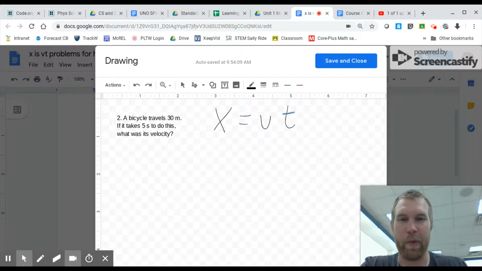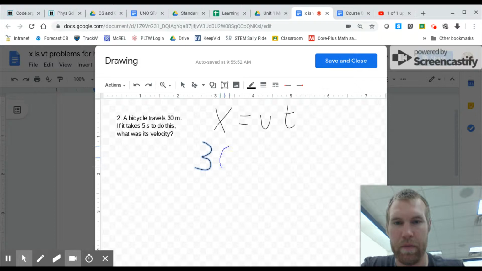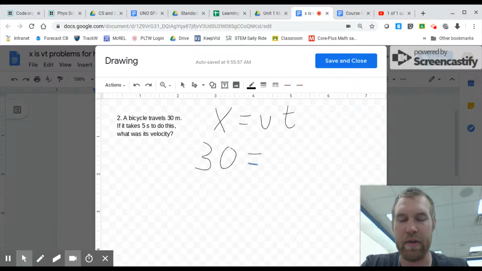If we look at our equation, x equals vt, we're going to plug in the numbers for our variables. It says a bicycle travels 30 m. M stands for meters, and meters is the distance. We're going to plug that in for our variable x. Okay, so we have 30 equals the velocity times time. And the problem says, if it takes 5 seconds to do this, what is the velocity? So we're solving for the variable v, the velocity, so we're going to leave that as the variable v.